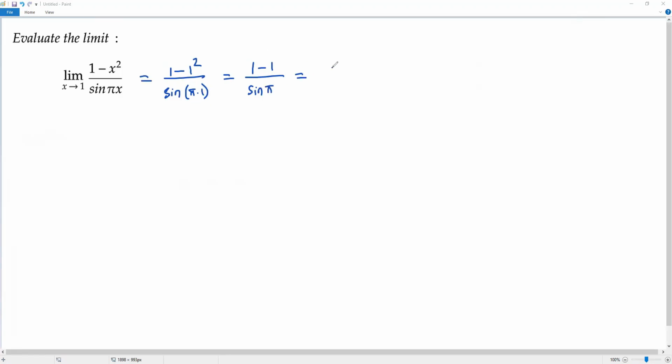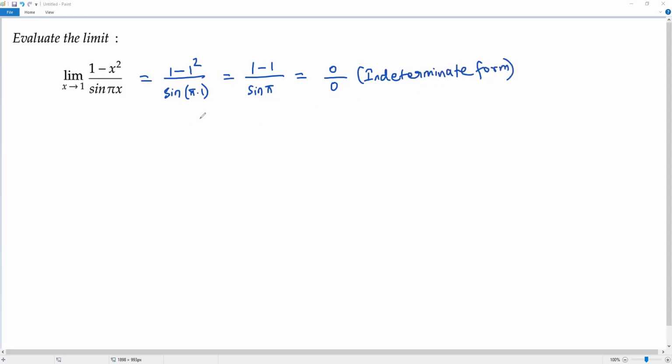1 minus 1 is 0. In the denominator, the value of sin π is 0. When I evaluate the limit, I'm getting the result 0 over 0. Usually in limits, this is called an indeterminate form. Let me write that over here. Indeterminate form.